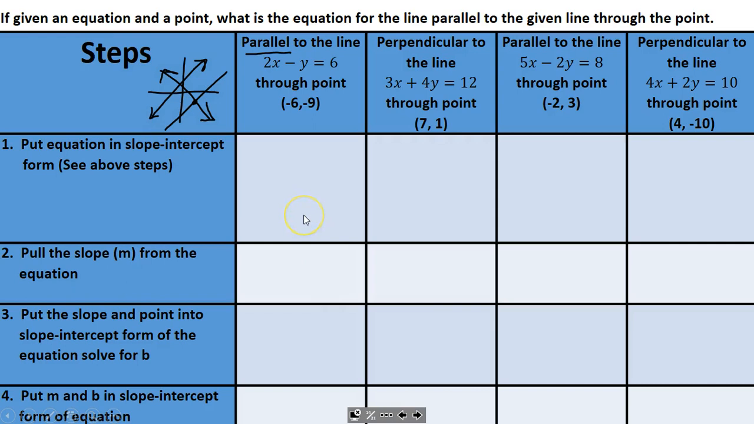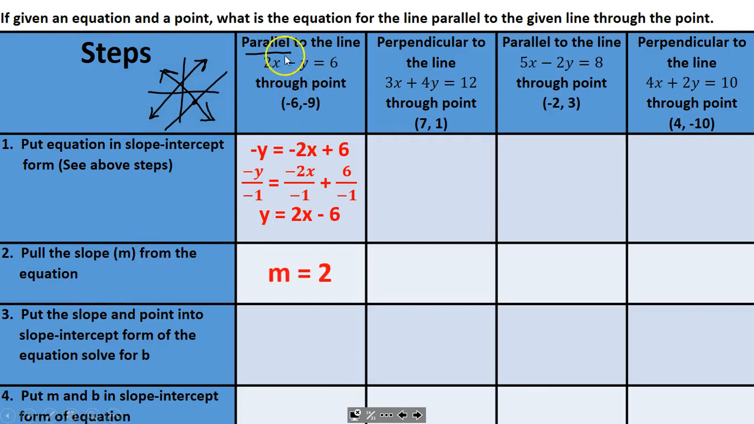This is what we did in the last one, so you guys should be familiar with this. We're going to basically move our 2x to the other side by subtracting it. And then we're going to divide everything by -1 or multiply by -1. So our equation in y equals mx plus b format is y equals 2x minus 6. Then we're going to pull the slope from here. That's our next step. Pull the slope m from the equation.